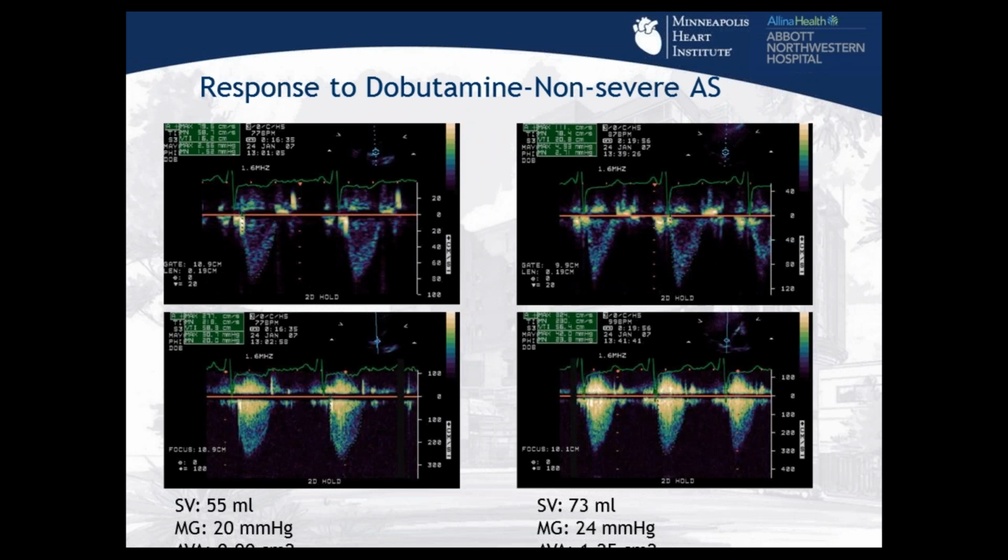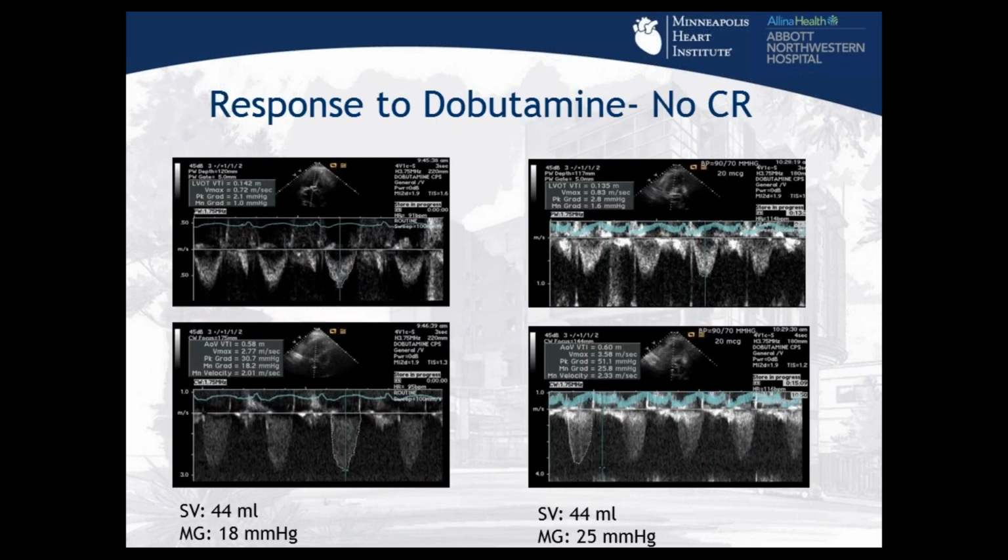On the other hand, you have this patient with a stroke volume of 55 ml to start with, again, low ejection fraction. His mean gradient is 20 and aortic valve area is 0.9. You give them dobutamine, stroke volume improves, mean gradient remains low in the mild to moderate range. Valve area goes up to 1.25. So this is an example of somebody who has aortic stenosis and happened to have a low ejection fraction from a different reason. And when we improve their flow condition, their valve area improved. They were just not able to open their valve because of their low flow condition.